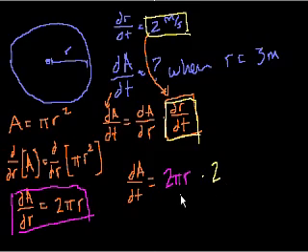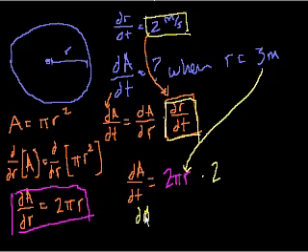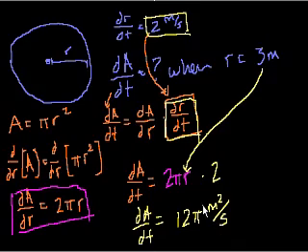Well, are we done yet? No, because we haven't substituted yet for r. We know r is 3 meters. So dA/dt is equal to 2 times pi times 3 times 2. What is that? 2 times 3 is 6, times 2 is 12. So 12 pi, and it's meters squared per second, because it's the rate at which area, in square meters, is changing with respect to time. And if we multiply out the units, we would have gotten the same thing right here.